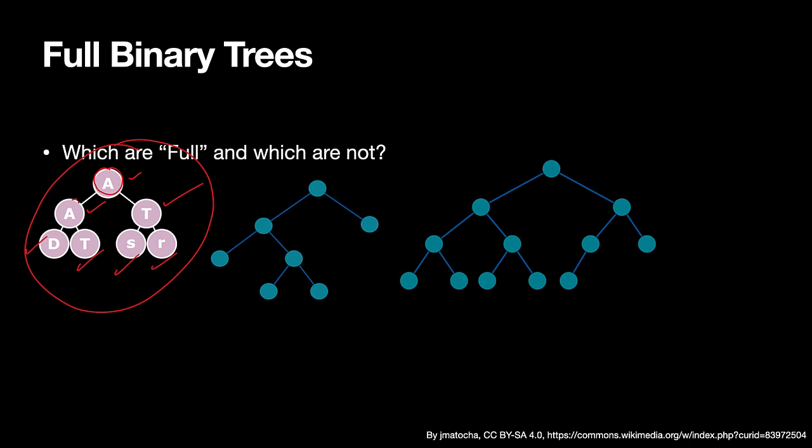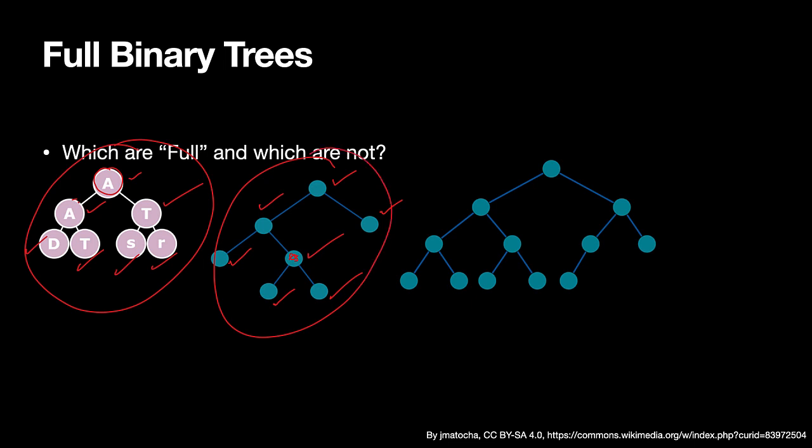What about this next one over? The root node has 2 children. Its left child has 2 children. Its right child has no children. That means it's a leaf, but that's okay for a full binary tree. This leftmost node is a leaf. That's okay. This node right here has 2 children. That's fine. And these both have 0 children. Okay, so that's all good. So this was also considered a full binary tree.